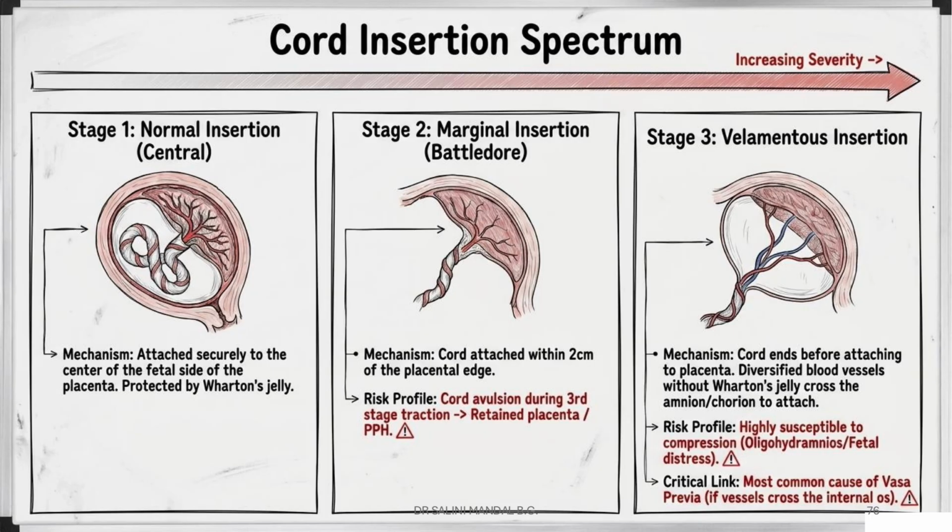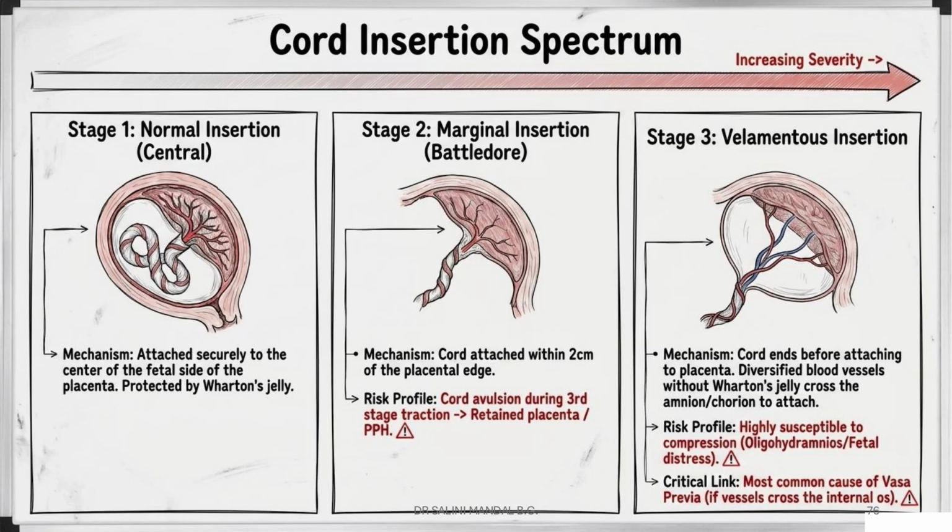But sometimes the cord is attached to the margin. The cord is attached within 2 centimeter of the placental edge. That is what we call battledore. Cord avulsion can be there during the third stage traction, and because of that there can always be a chance of PPH or a retained placenta.